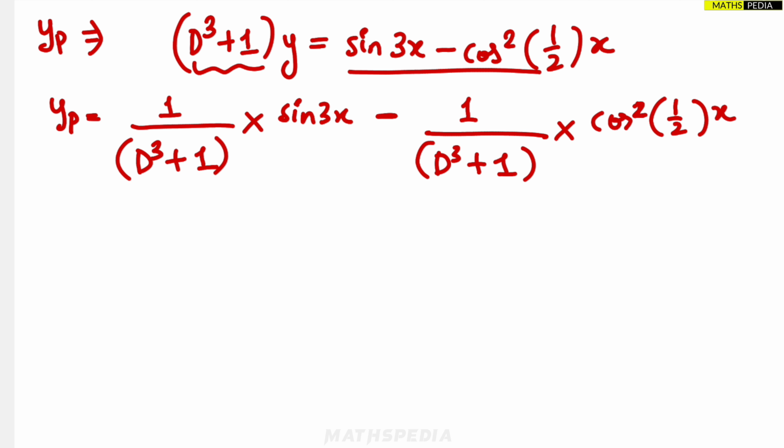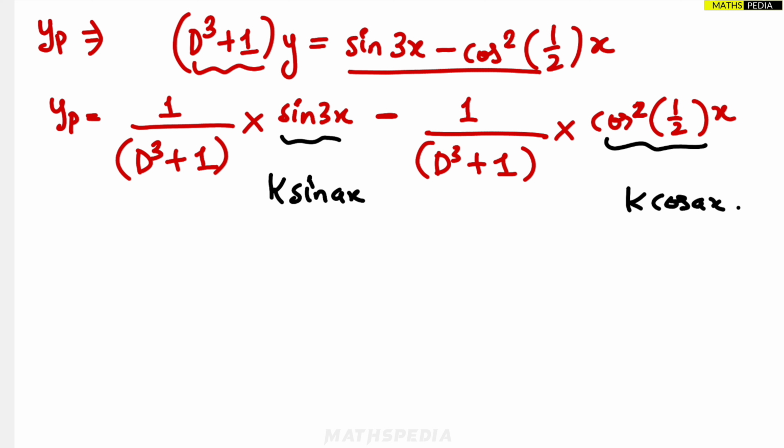Now both, which form are they in? This one is in the form of k sine ax, but this is not in the form of k cos ax, right? We have studied only these two forms in this particular topic, right?